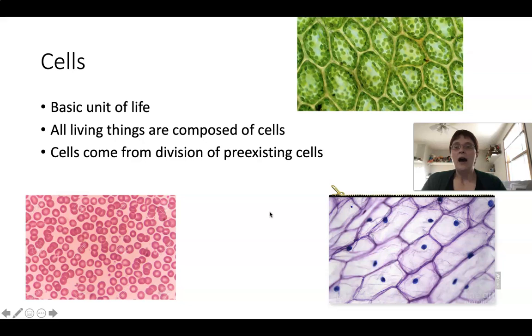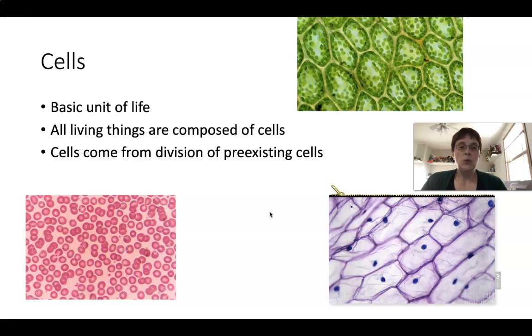So one of the things that we do know is not only are all living things composed of cells, but all of the cells today that are in existence came from dividing pre-existing cells. So the cells just don't appear out of anywhere. Every cell that we have came from a cell that was already in existence through cell division.